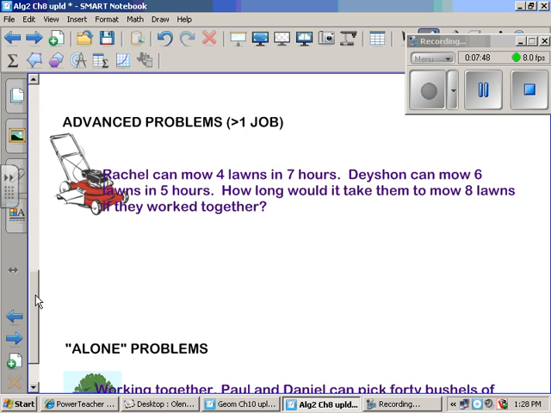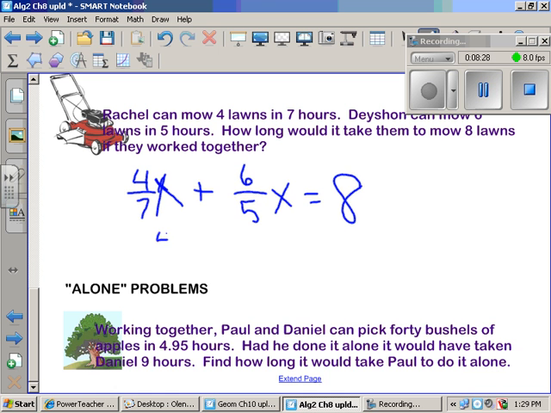If you make x be the rate they work together, her rate is 4 lawns in 7 hours times the rate, plus his rate, which is 6 lawns in 5 hours times the rate together. And when you use both rates, you're going to get 8 lawns done. So that's her part of doing 8 lawns together, his part of doing 8 lawns together, and you'll get 8 lawns done. Okay, so picture this more like this.